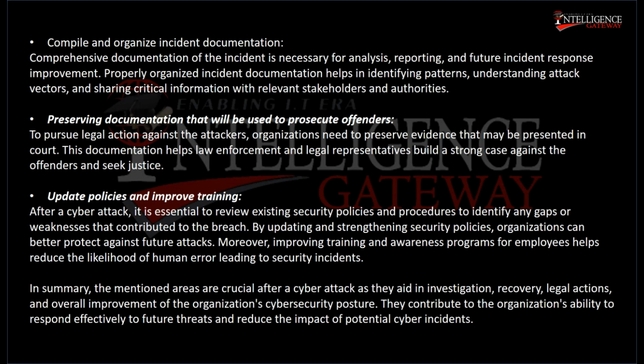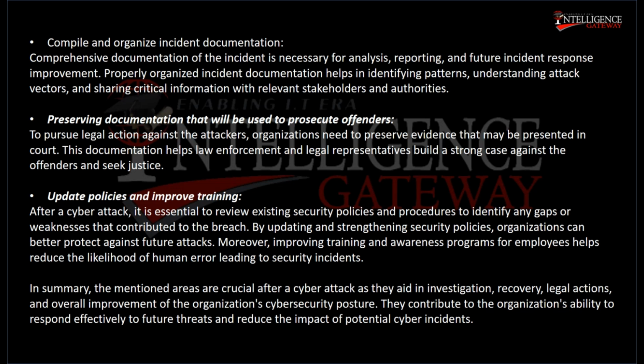Update policies and improve training. After a cyber attack, it is essential to review existing security policies and procedures to identify any gaps or weaknesses that contributed to the breach. By updating and strengthening security policies, organizations can better protect against future attacks. Moreover, improving training and awareness programs for employees helps reduce the likelihood of human error leading to security incidents.